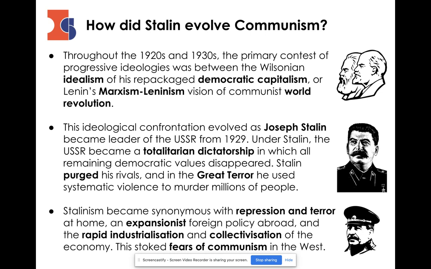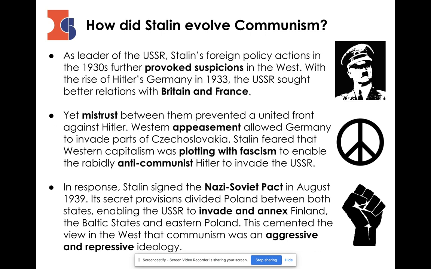If you think about those policies, repression, terror, and the disregard for human life, you can see why communism, as developed in the USSR in the mid-war period, would stoke fears in the West. The ideology, as it became more totalitarian, would drive many in the West to fear communism.